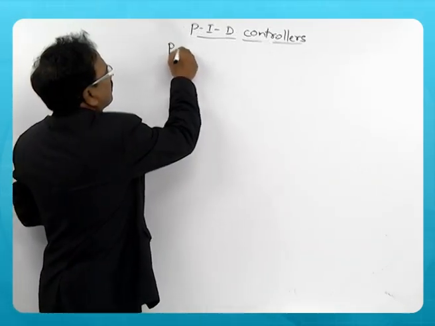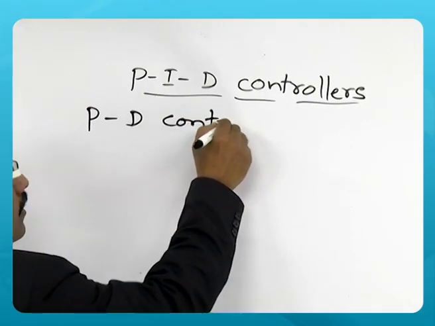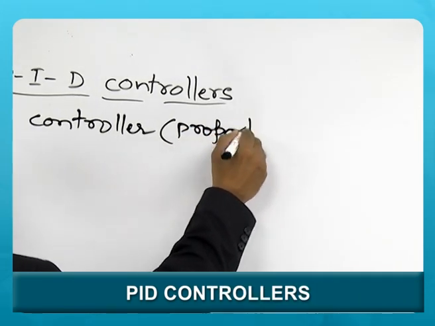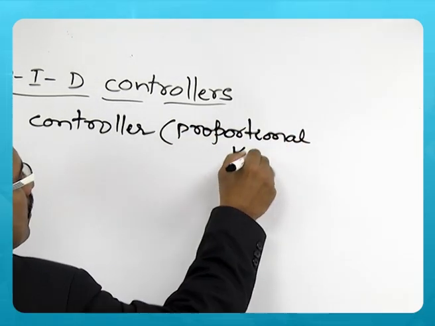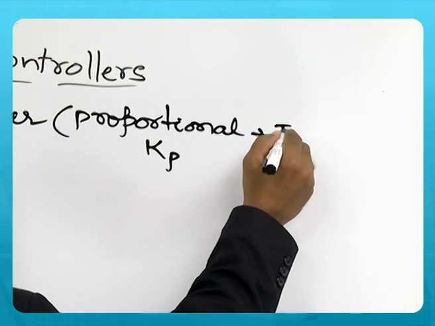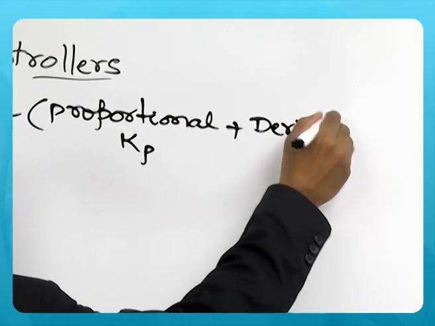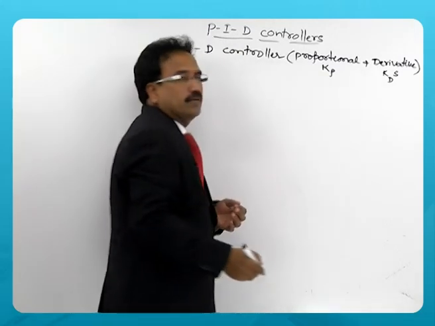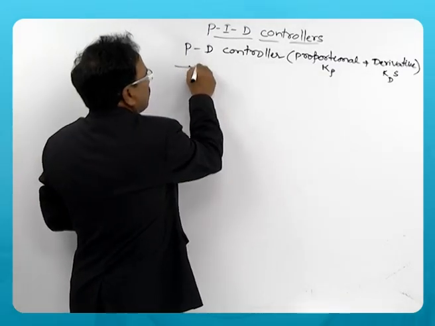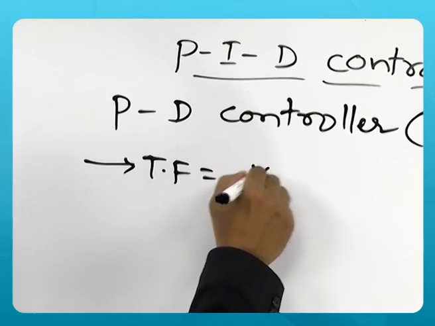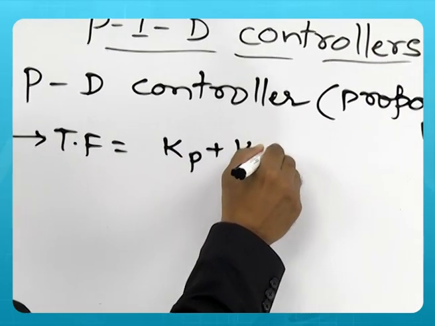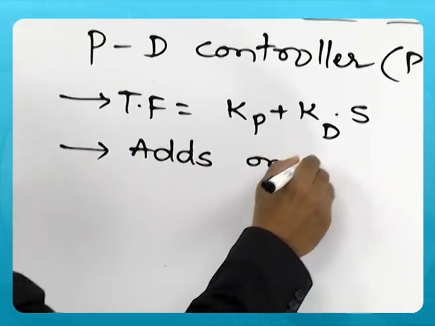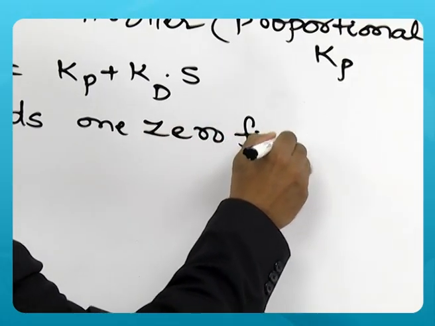The next one is the PD controller. This is proportional, which has Kp, plus derivative, that is Kd into S. So the transfer function of this controller is Kp plus Kd into S. So it adds a zero, that is a finite zero.